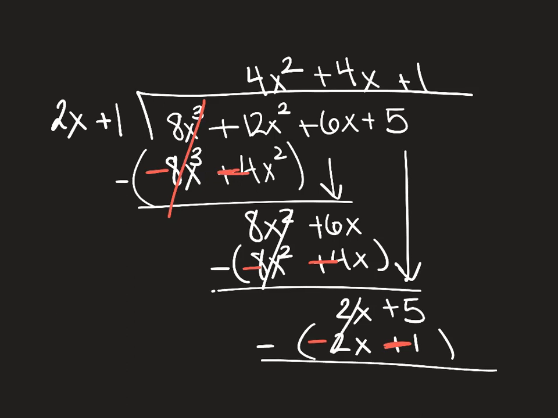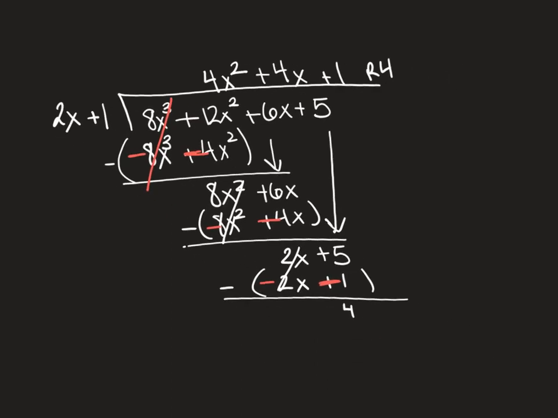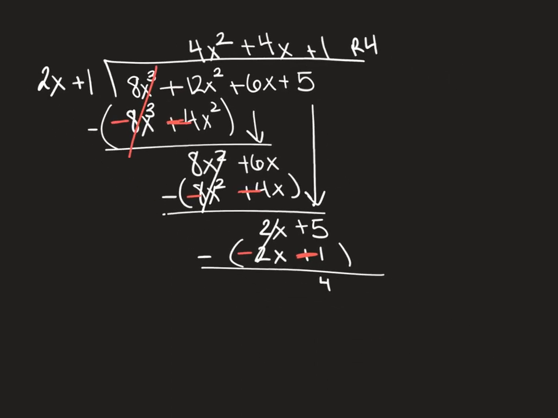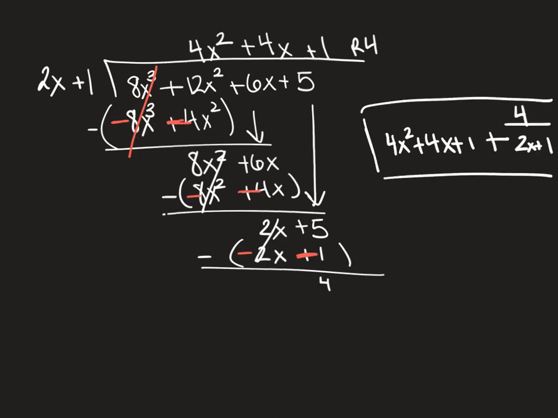The first ones cancel out. 5 minus 1 is 4. So this is a remainder of 4. I'm going to shrink all of this really quick so I can write my answer. So my answer would be 4x squared plus 4x plus 1 plus 4 over 2x plus 1. You take your remainder and put it over your divisor. So there is your answer.